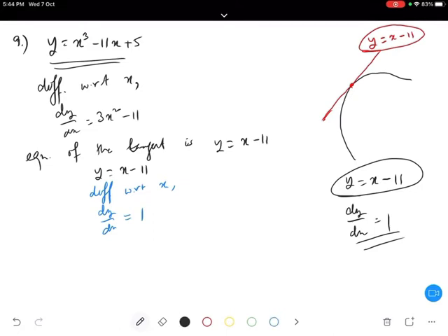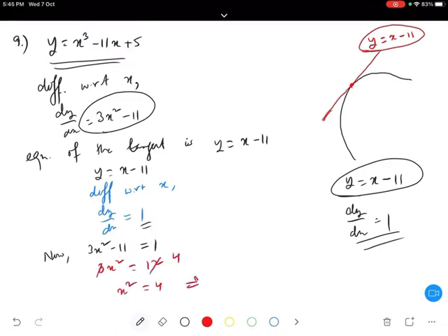So write down now: 3x squared minus 11 is equal to 1, because dy dx is equal to 1 for the tangent, and dy dx is equal to this thing for the curve. So 3x squared is equal to 12, so x squared is equal to 4. That implies x is equal to plus minus 2, not just 2. So we have two values of x. Now I have x, so I need y. Let us find y.